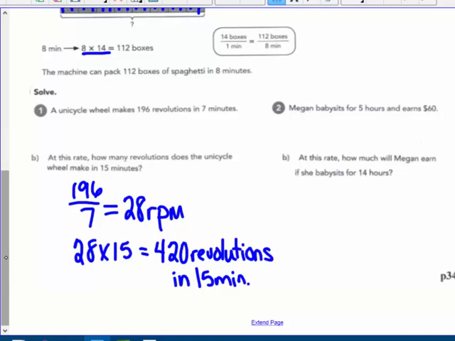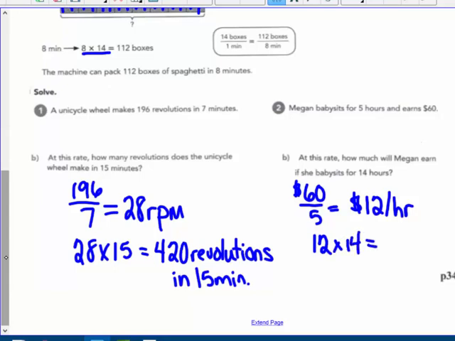Megan babysits for 5 hours and earns $60. At this rate, how much will Megan earn if she babysits for 14 hours? So $60 divided by that 5 would give you $12 per 1 hour. That's her rate. So at that rate, what would $12 times 14 be? That would be $168. So Megan would earn $168 for 14 hours.